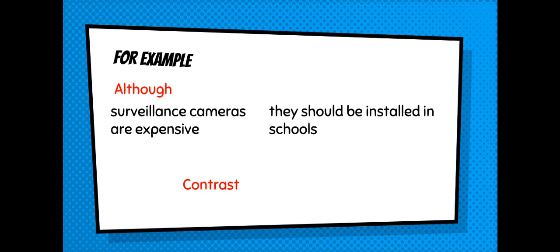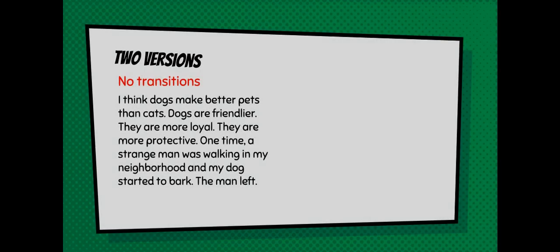than choppy. Without it, this would read, surveillance cameras are expensive. They should be installed in schools. But with it, it's much more smooth. And it says, although surveillance cameras are expensive, they should be installed in schools.